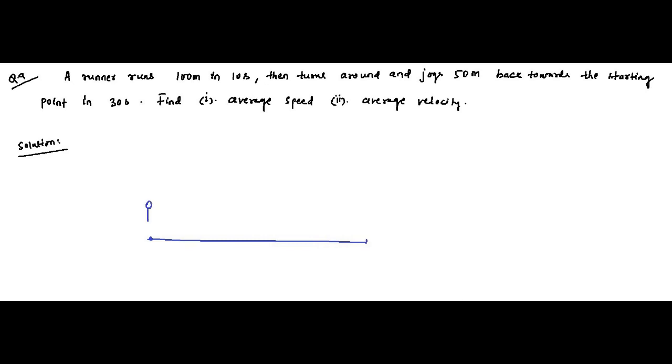So first, the runner runs 100 meters, let's say, towards this point. This is 100 meters, and the time he takes for that is 10 seconds. Okay, 100 meters, 10 seconds. Then he moves in the opposite direction and reaches, let's say, 50 meters, the midway position, at this point. This is 50 meters. So this is the final position, and this was the initial position.